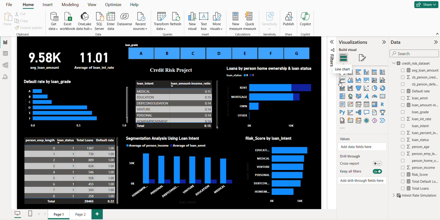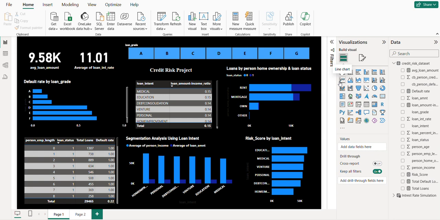Next objective was to compare the income levels, loan amounts, and loan to income ratio across the different loan purposes. Then examining how default rates change over time using the credit history length as a key time-based factor. Then simulating the effect of varying interest rates on default rates to provide actionable insights, and also the advanced risk scoring with DAX, using factors like loan amount, income percentage, default history to assess the borrower risk levels, or we can say the risk score.